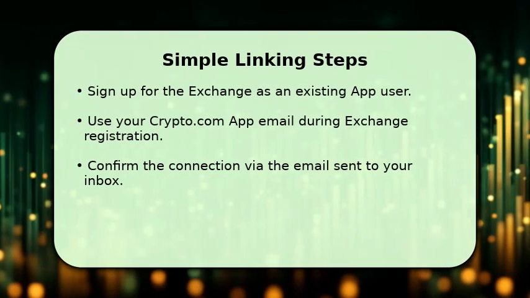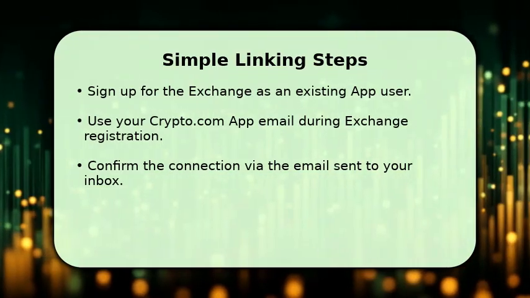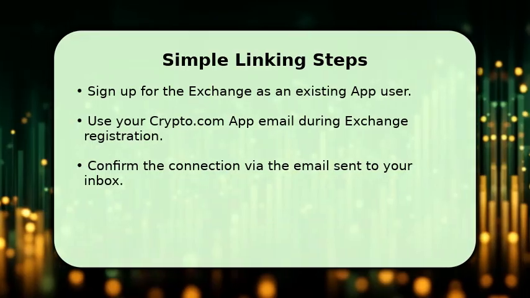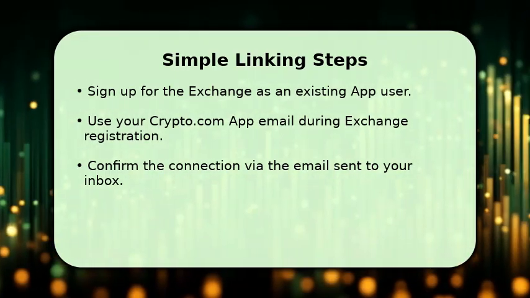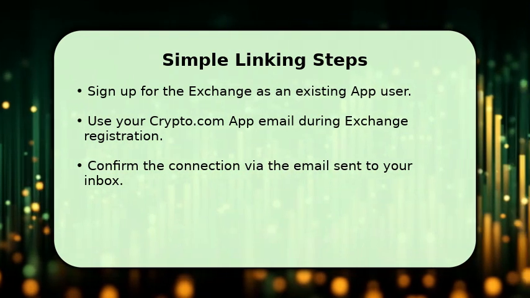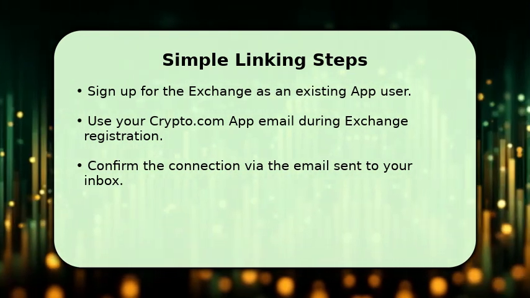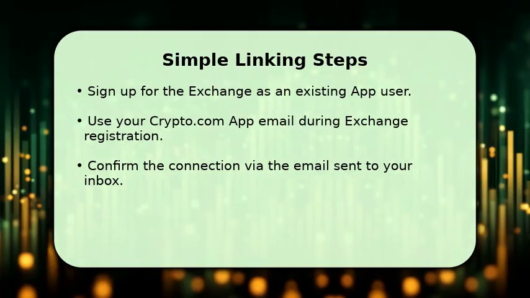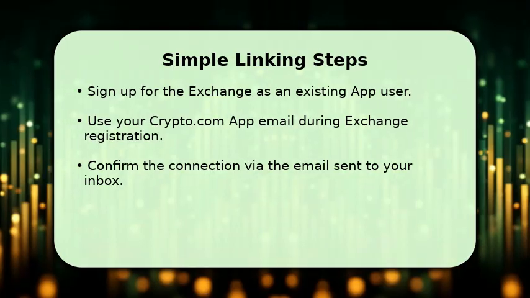The simplest way to link is by signing up for the crypto Calm exchange as an existing app user. When prompted, enter the same email address registered with your crypto Calm app. You will then receive a confirmation email. Click the link within it to finalize the connection. This method often automatically links your accounts, streamlining the setup process significantly.